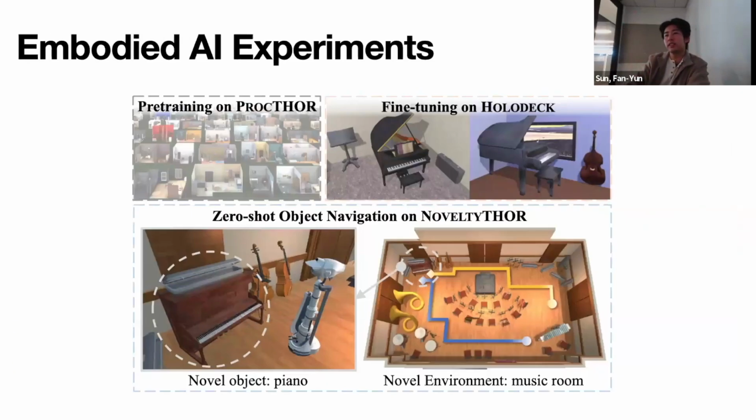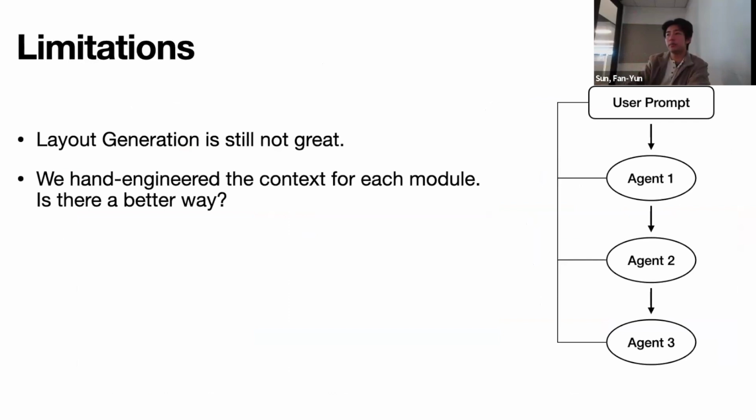And this brings us to the second bigger question, which is we hand engineered the context. In this particular case, we say there's a floor plan agent, there's a door and window agent, but in reality there might be dependencies that we're not taking into consideration. So, is there a better or perhaps more principled way to select these contexts and not have to always use human prior to decide on the decomposition of the problem?